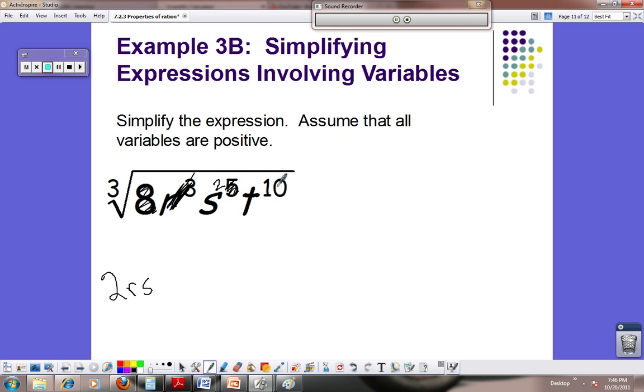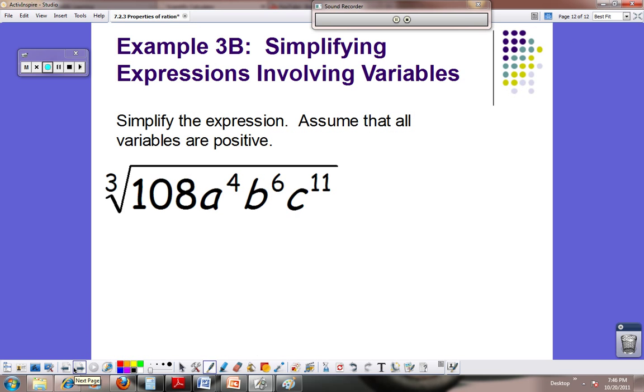10 divided by 3 will go 3 times, and we actually have 1 left over. So all of the remainders that are left actually stay under the radical. So the s squared and the t all stay under. So that's what our final answer would look like. Okay. All right.